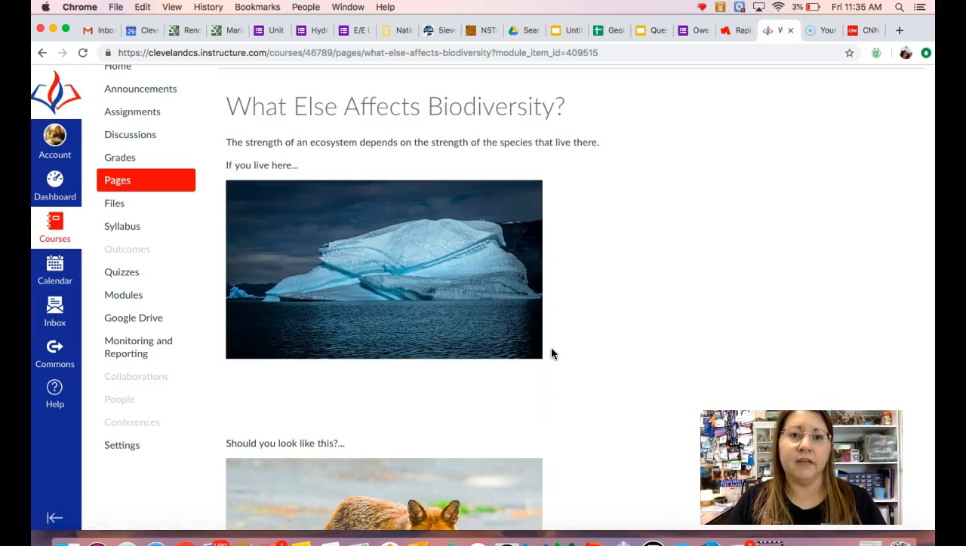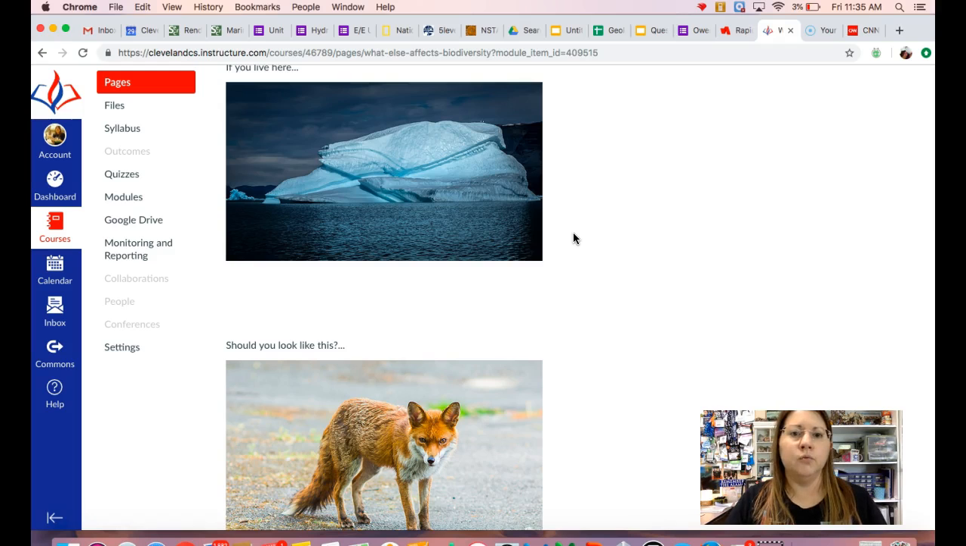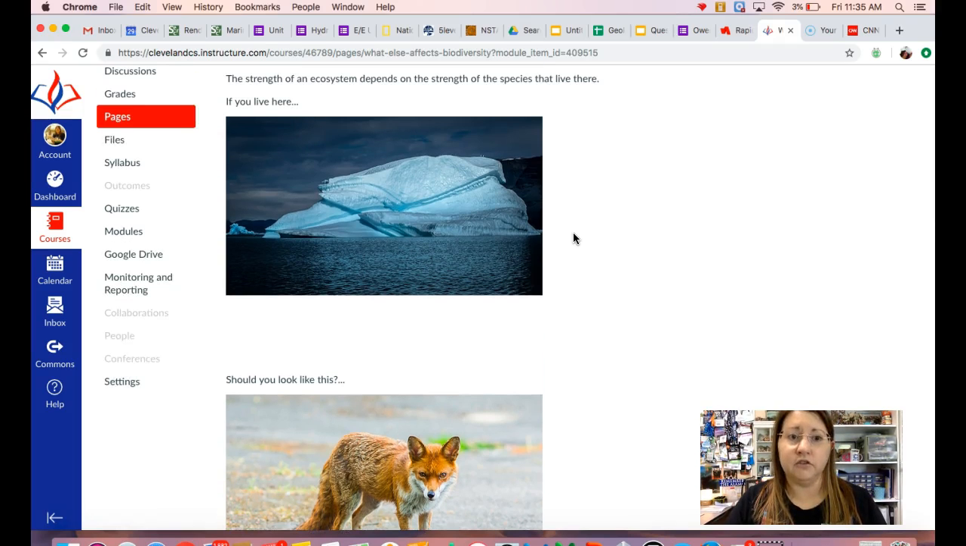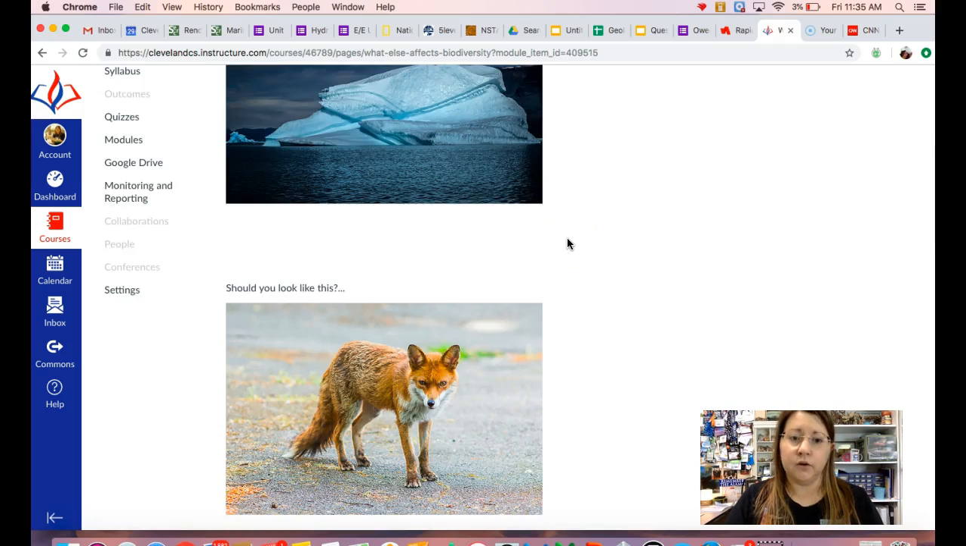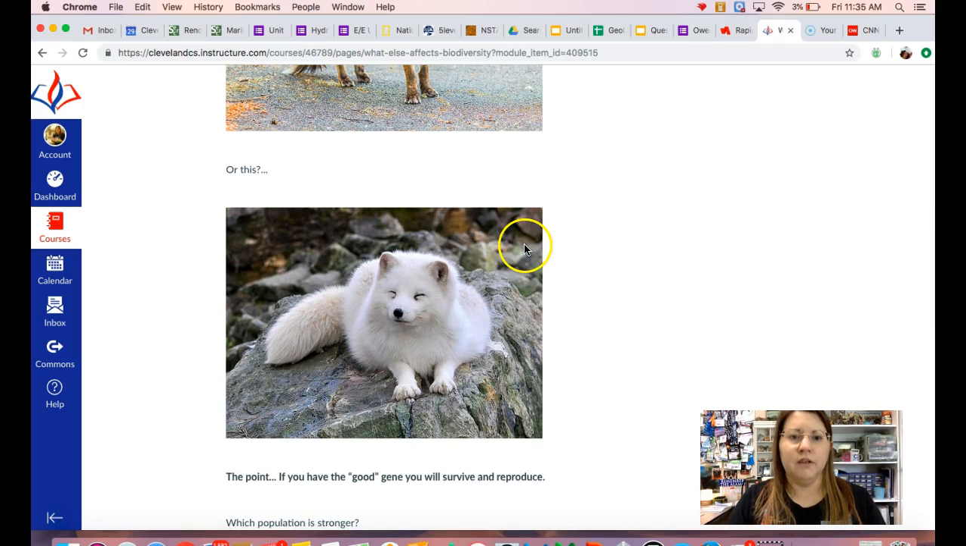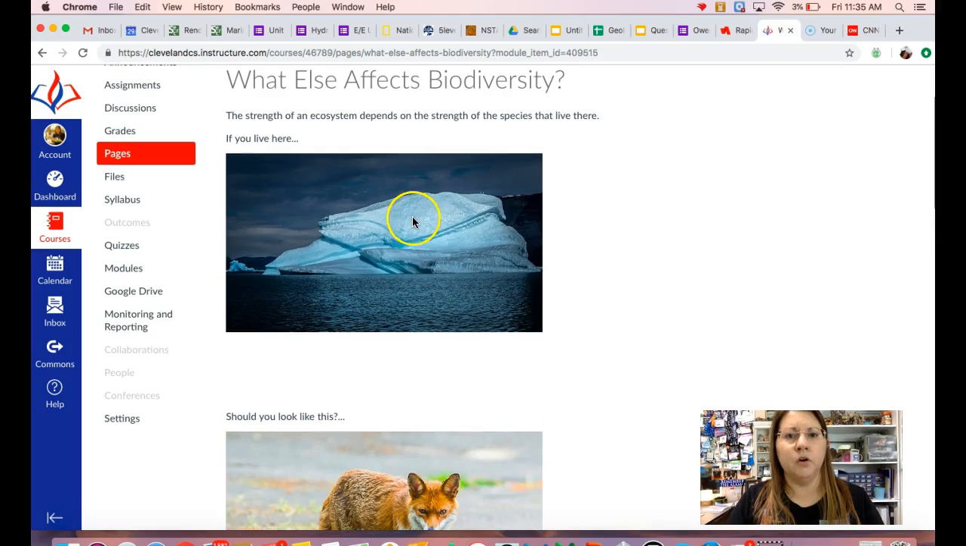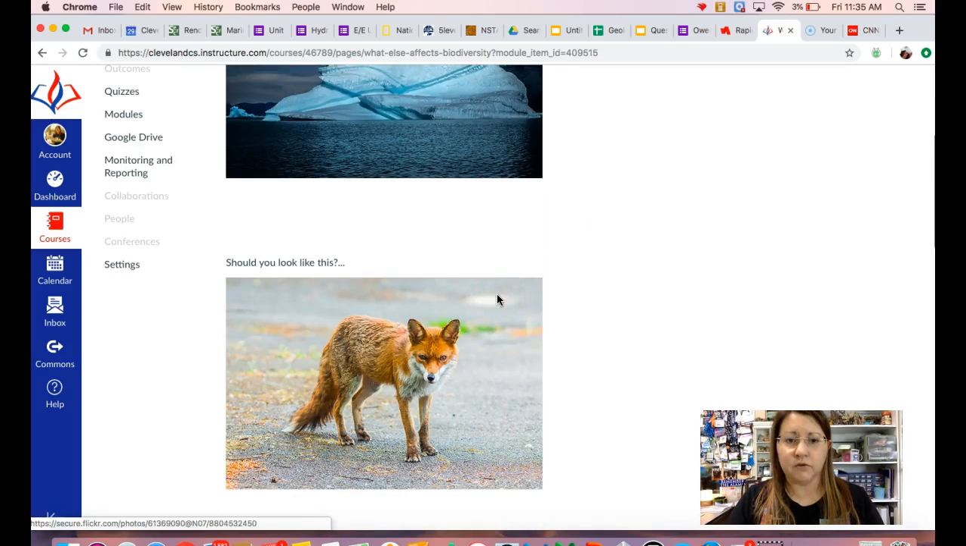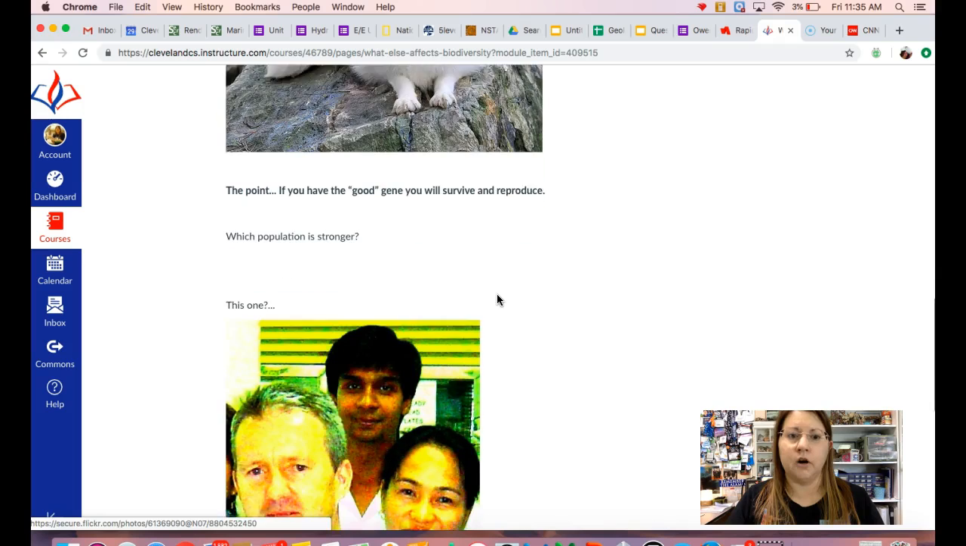So what else is going to affect biodiversity? The strength of an ecosystem depends on the strength of the species that live there. This is going to tie in genetic variations. If you live somewhere that has a lot of ice, like Antarctica or Arctic regions, you're likely going to look different than an organism in a desert or in a forest area. An Arctic fox, for example, is white, so it's going to blend in more to these icy environments rather than a desert or a woodland forest.